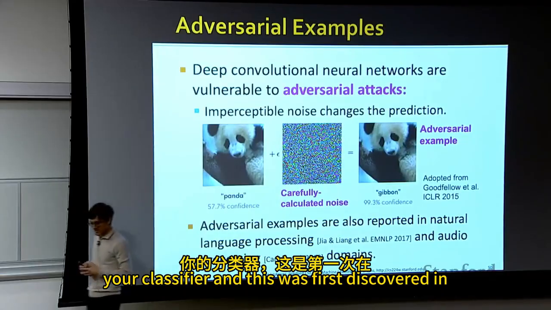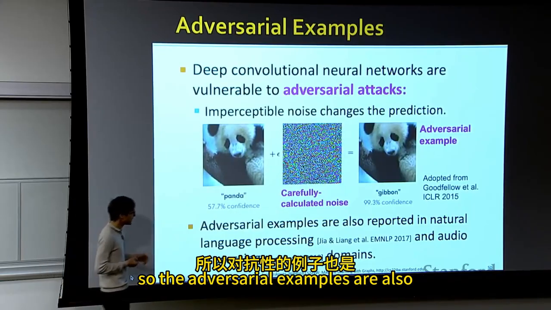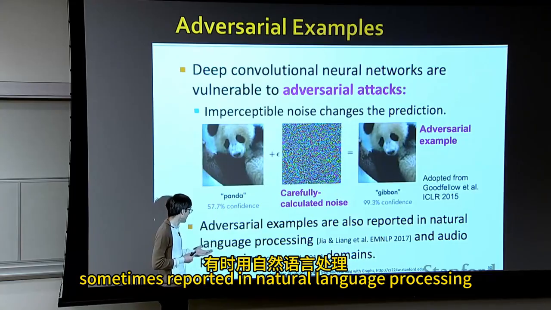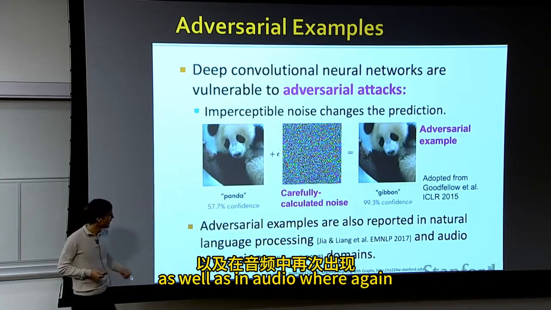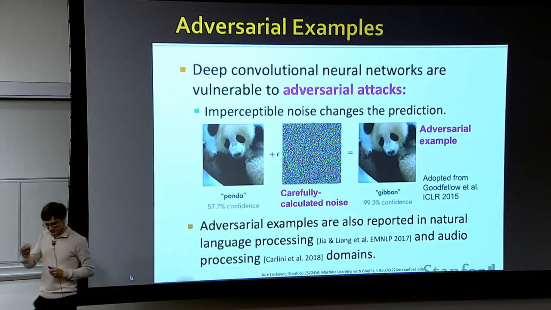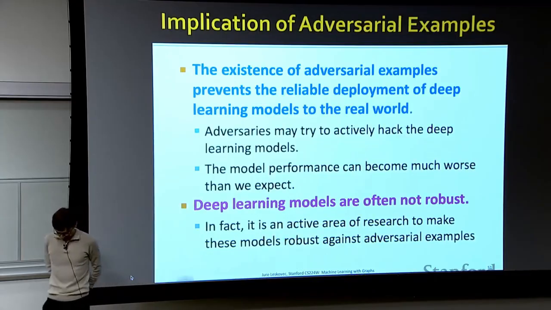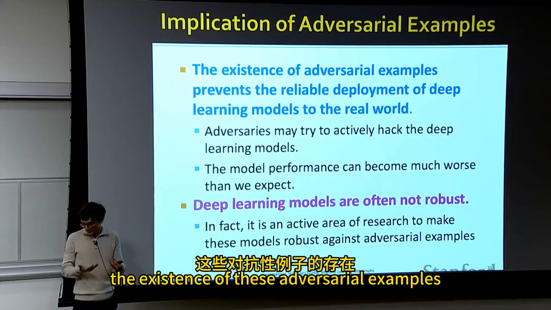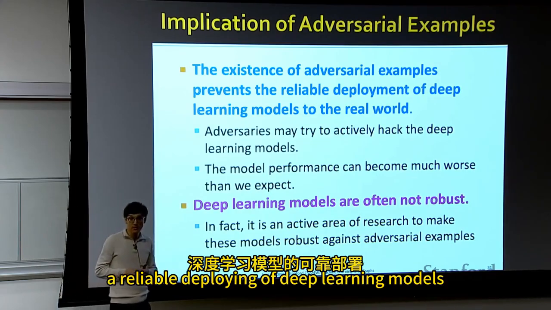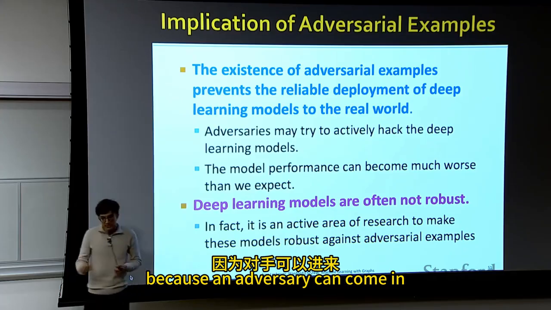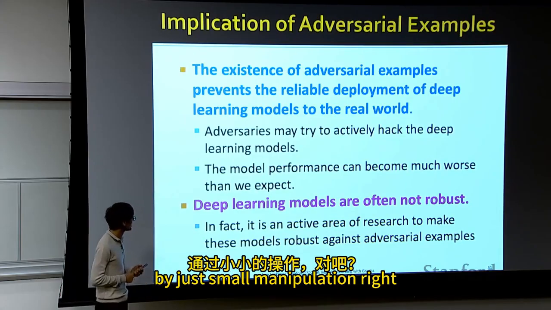And this was first discovered in 2015 for convolutional neural networks, right? Adversarial examples are also sometimes reported in natural language processing, with similar problems, as well as in audio, where again, a small carefully crafted change can really throw off the classifier. What this means is that the existence of these adversarial examples prevents, in some sense, reliable deployment of deep learning models, because an adversary can come in and get any classification result they want by just a small manipulation, right?